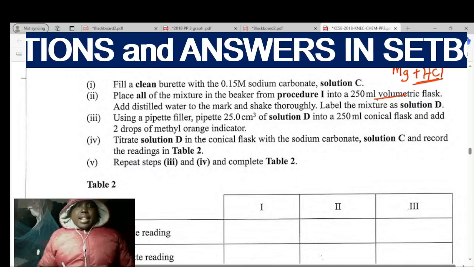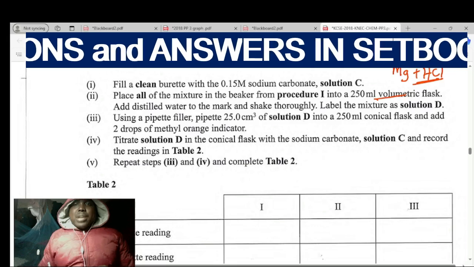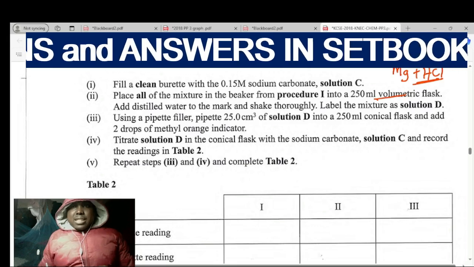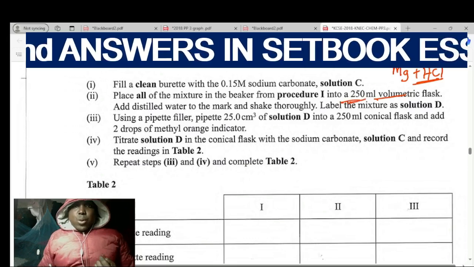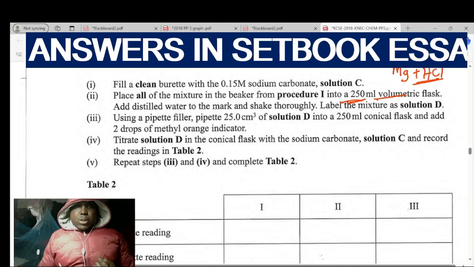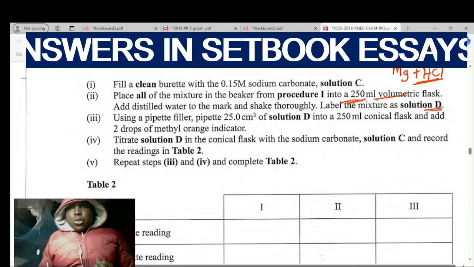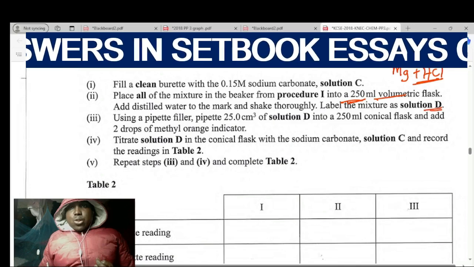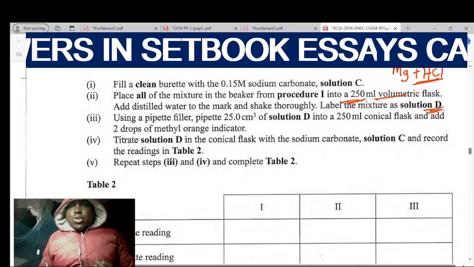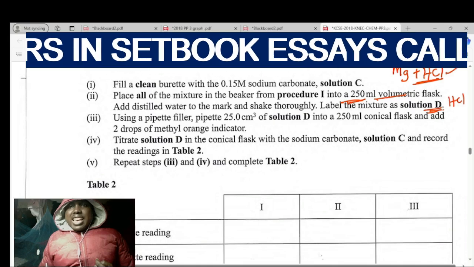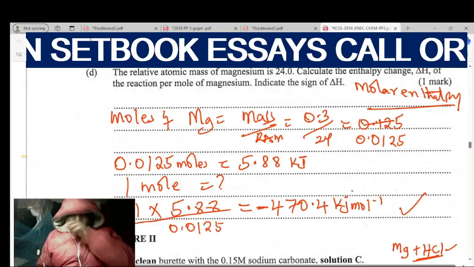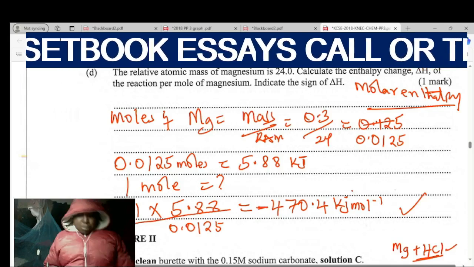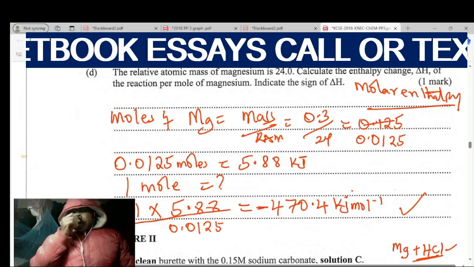Now we are taking this 50 centimeters of solution in the beaker from procedure 1 and putting it into a volumetric flask. We top up with water and then we label that solution D. So what is solution D? Solution D is HCl. The difference with the initial one is that this one is diluted, highly diluted, more diluted. That is the difference.